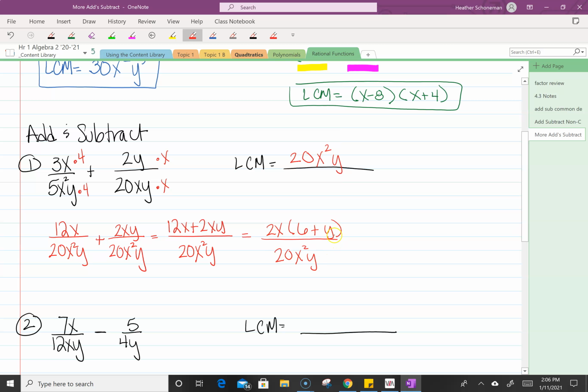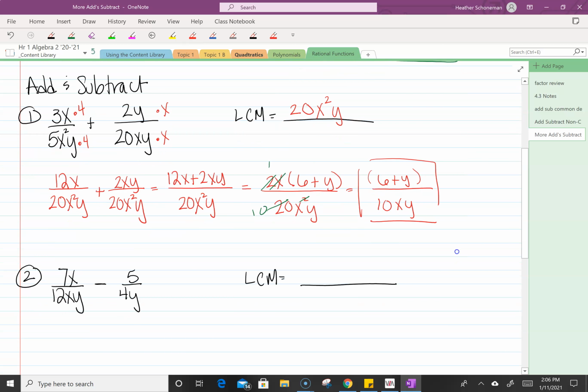Now there's no matching group to match the 6 plus y, but the 2 and the x, those are all outside of the parentheses. Those are individuals, those can be reduced. So the 2 and the 20 can reduce, and the x's can reduce. So now my final answer on top, all I have is 6 plus y, and because there's one group, these parentheses are optional. And on the bottom, it's 10xy, and that's my final answer.